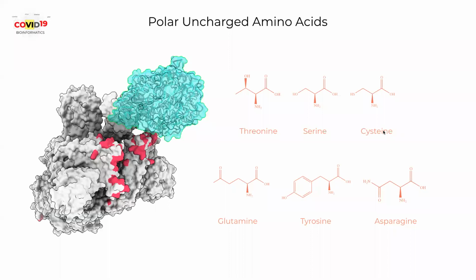Another type of amino acid that we talked about was uncharged polar amino acids. These are going to be threonine, serine, cysteine, glutamine, tyrosine, and asparagine. Remember that these amino acids are typically found on the outside of the peptide. And some of these also function in binding and catalysis. One notable one would be the serine proteases.